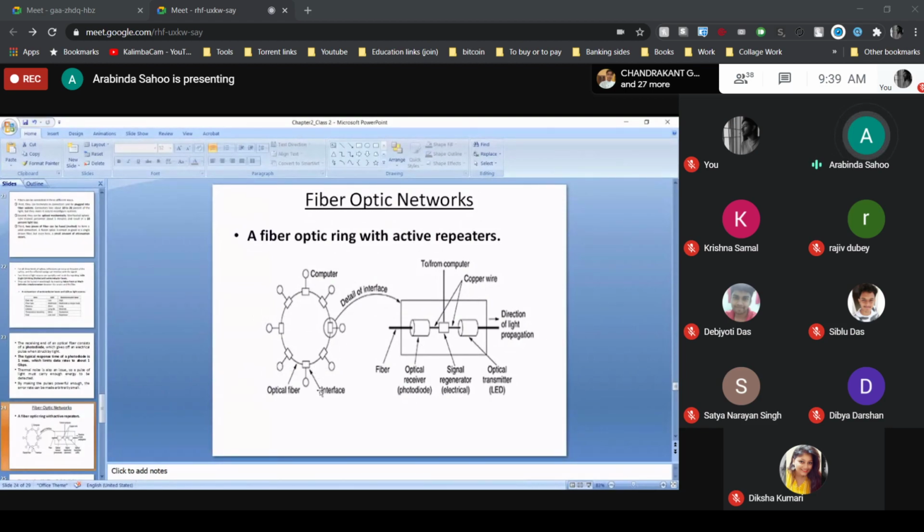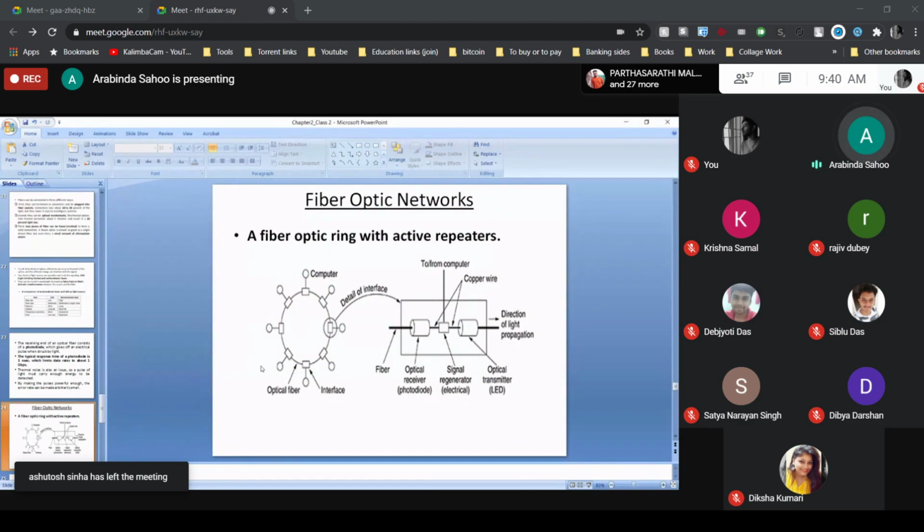To each interface, one computer is normally connected. Suppose you want to take a connection through this network, then you have to connect through this interface, and this connection is basically in the form of copper wire, to connect to this interface.